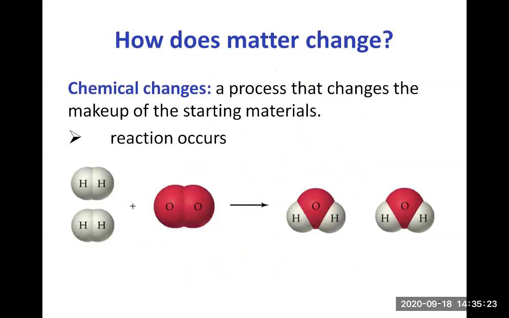So how does matter change? We said there are physical changes and chemical changes. What are chemical changes? It's processes that change the makeup of the starting materials. So really a chemical change is synonymous to a chemical reaction. A chemical change means a chemical reaction occurs.